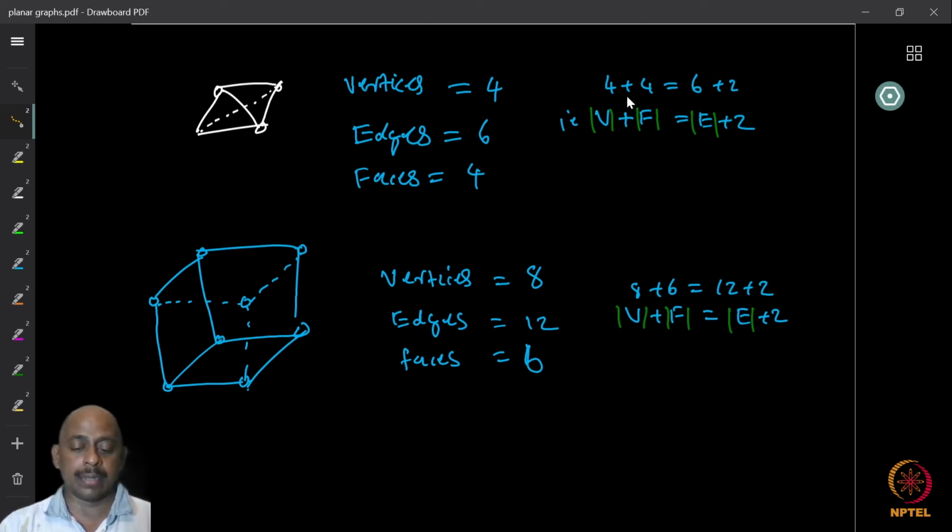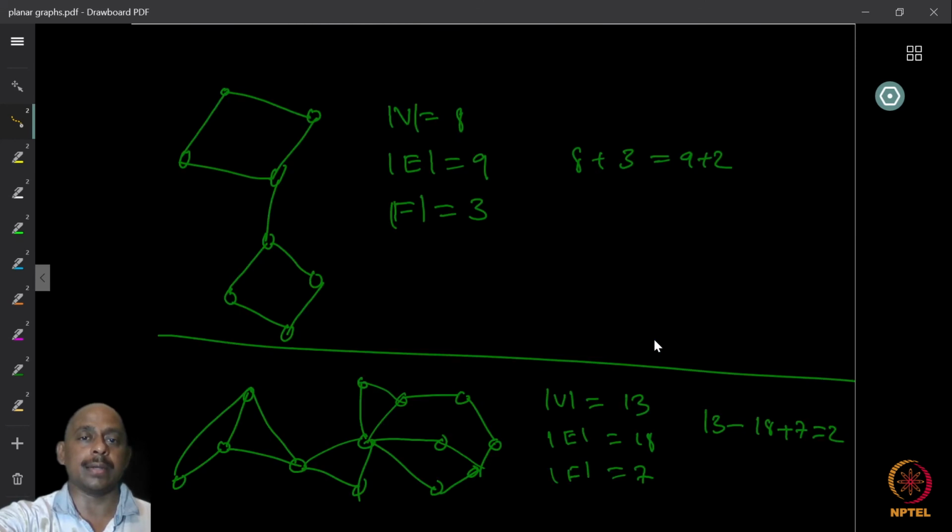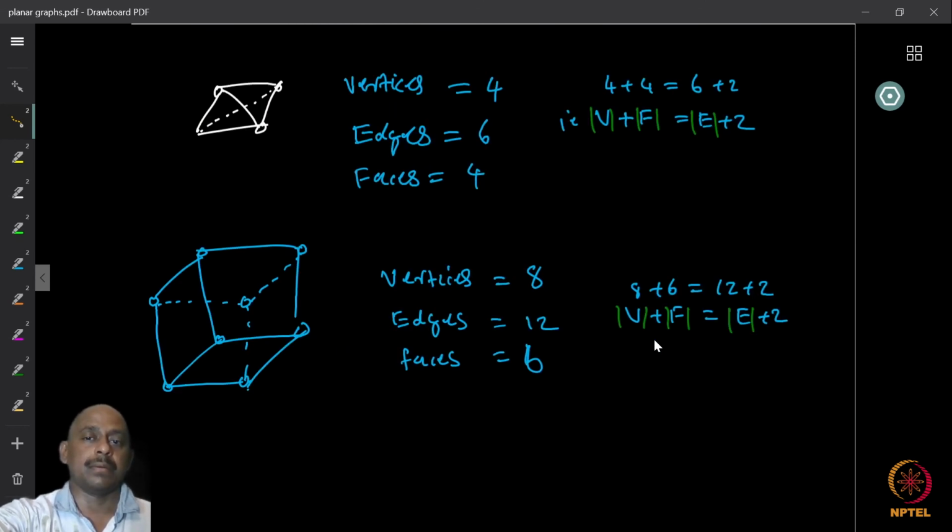Now, if you take the cube also, you will see that the number of vertices, 8, plus the number of faces, 6, is equal to 14, which is 12 plus 2, the number of edges plus 2. Similarly, you will see the same thing holds for the octahedron, icosahedron, and dodecahedron. So verify this.